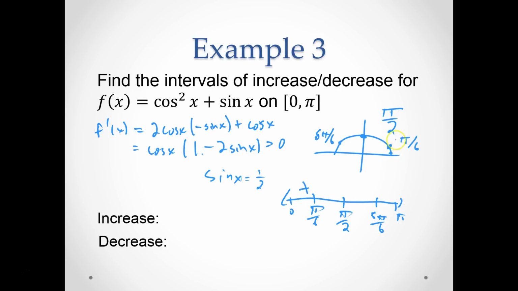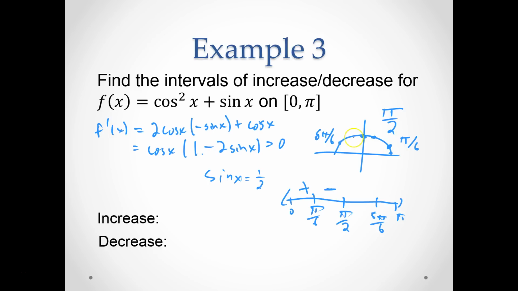In between pi over 6 and pi over 2, we could try, like, pi over 3. So pi over 3, sine of pi over 3 is root 3 over 2. So this would be 1 minus root 3, which is negative. Cosine is going to be positive there, so we have a negative times a positive, which is negative.